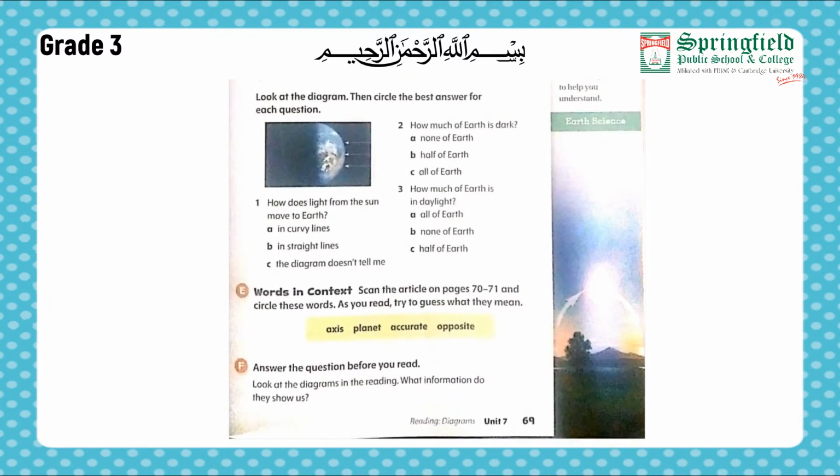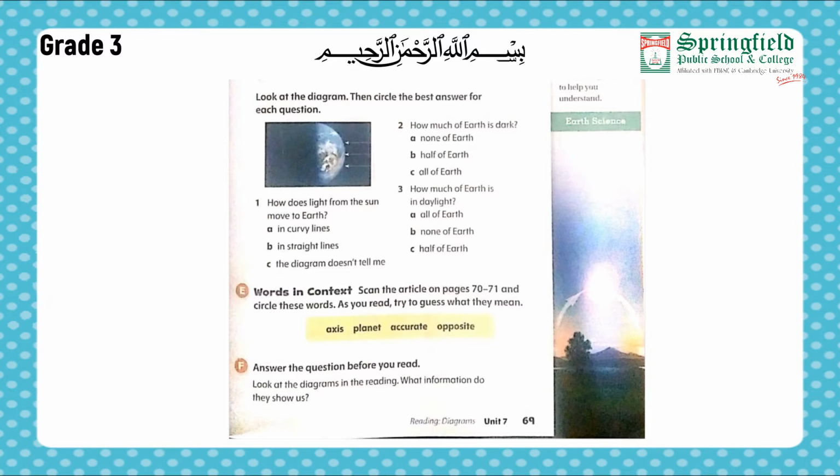Question number 1. How does light from the sun move to earth? In curvy lines? In straight lines? The diagram doesn't tell me. Now as we can see in the diagram, there are straight lines. So we are going to mark in straight lines. Question number 2. How much of earth is dark? Options: none of earth, half of earth, all of earth. We can see in the diagram, half of the earth is dark, whereas half of the earth is receiving the light from the sun. So we are going to mark our option number B. How much of earth is in daylight?